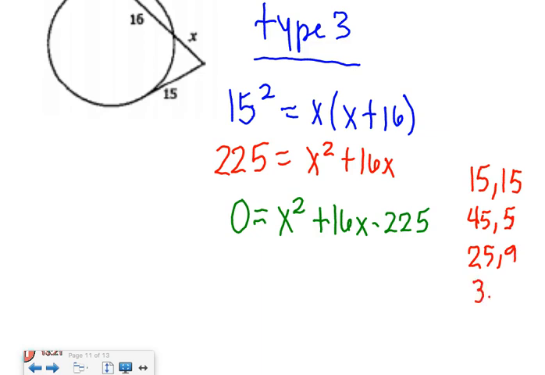Is there anything else that we can think of? 75 and 3. 5 and 45. Did I miss any? 25 times 9. Okay, these should be okay. So out of these 4 options, are any of them having a difference of 16? Yes, 25 and 9. Because what's 25 minus 9? 16. Okay. So now from here, we're going to have x and an x.